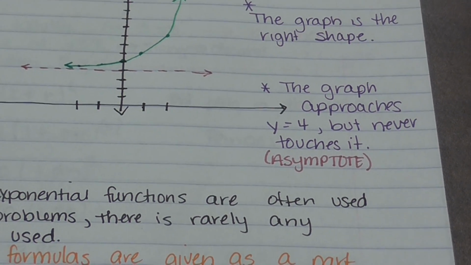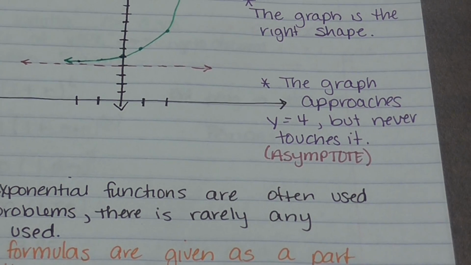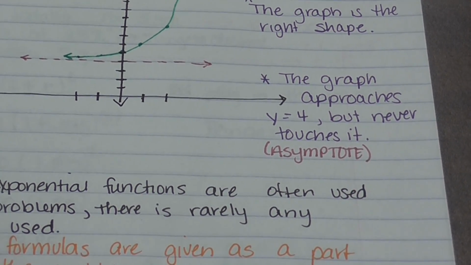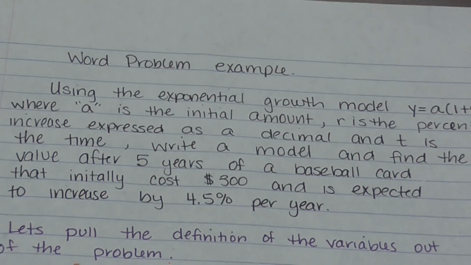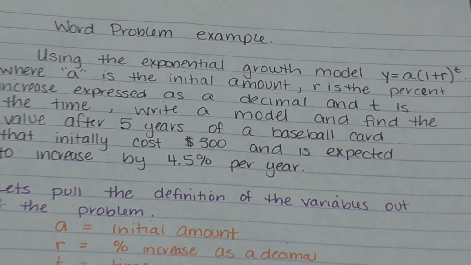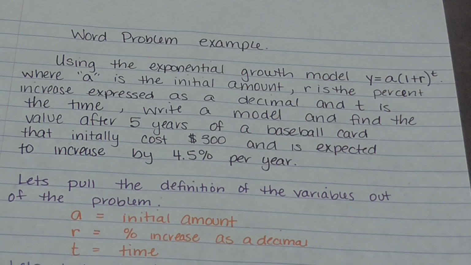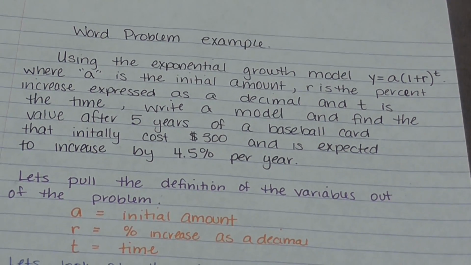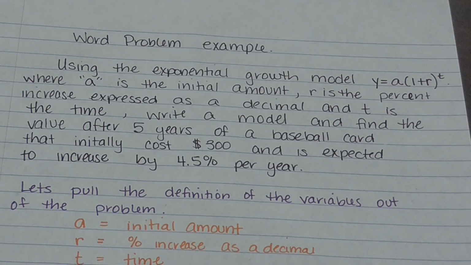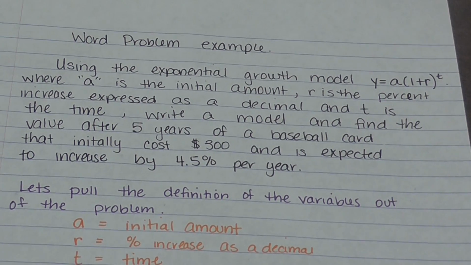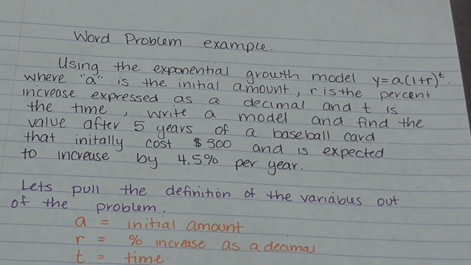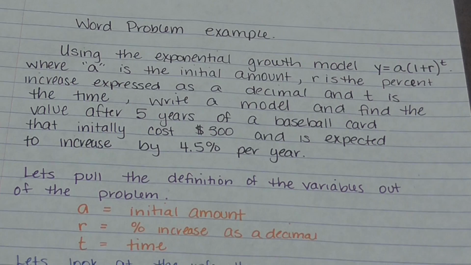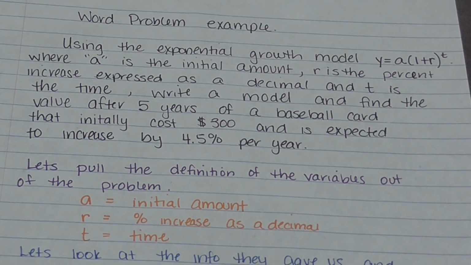Although exponential functions are often used in word problems, there's rarely any translation used. The formulas are given as part of the problem. That's the next thing we're going to do after graphing. So here's an example of a word problem. Using the exponential growth model, y equals a times 1 plus r to the t power, where a is the initial amount, r is the percent increase expressed as a decimal, and t is time. Write a model to find the value after 5 years of a baseball card that initially cost $300 and is expected to increase by 4.5% per year.